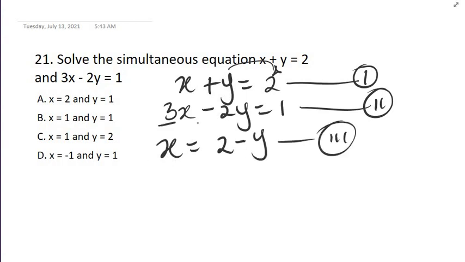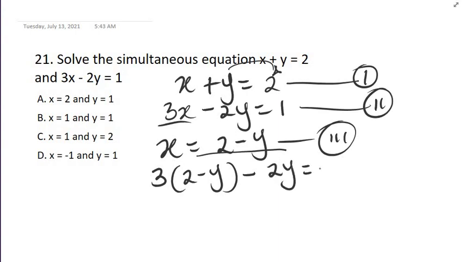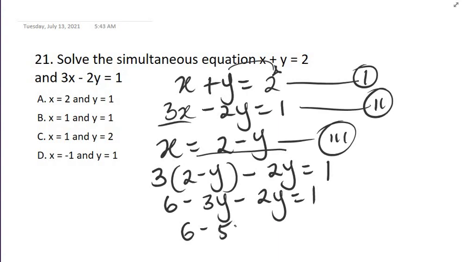Substitute this value in equation 2. In equation 2, where you have x, replace it with the value of x. Here x equals 2 minus y, so I have 3 times (2 minus y), close bracket, minus 2y equals 1. Now use 3 to expand the bracket. 3 times 2 is 6, minus 3 times y, 3y, minus 2y equals 1. So 6 minus 3y minus 2y will give me 6 minus 5y equals 1.